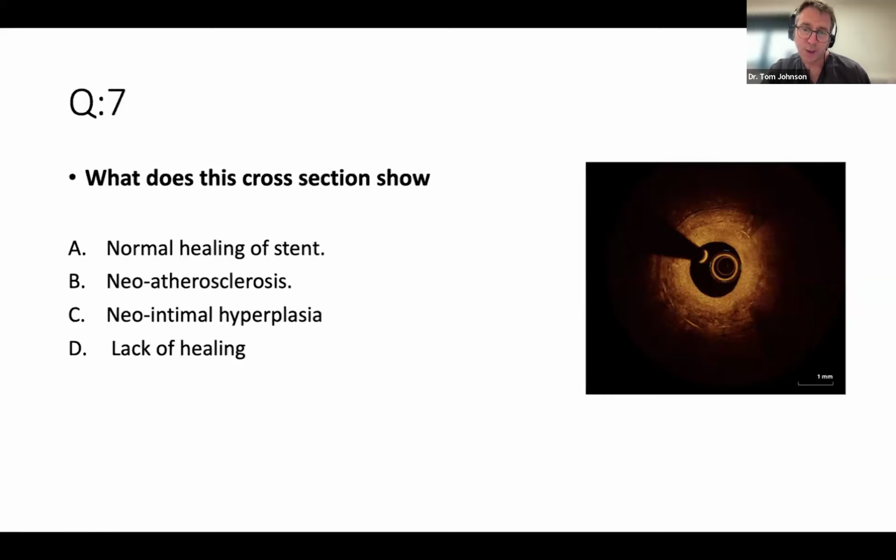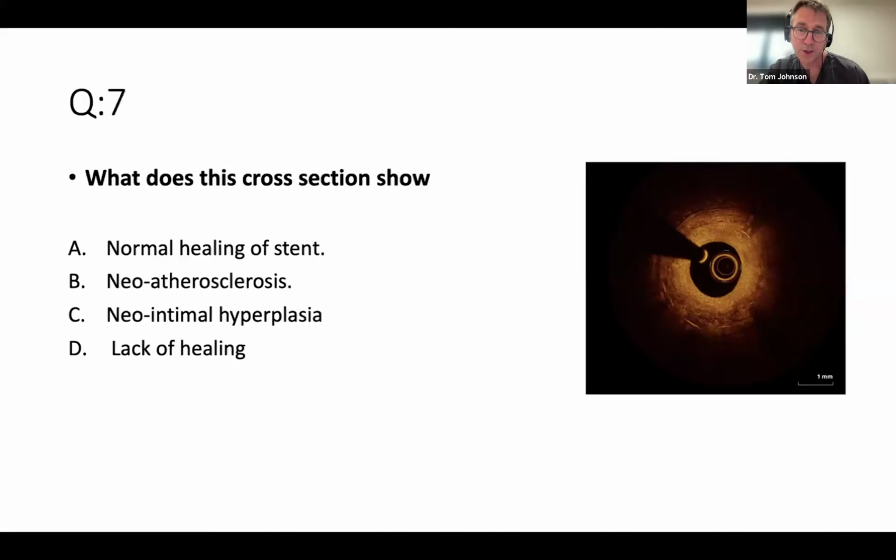So sometimes around the struts, certainly of the earlier generation drug-eluting stents, you would see a kind of fibrin response. That tended to be a darker dropout that you would see pooling around the stent struts, which seemed to be a kind of inflammatory response to the stenting. What I would interpret here is that this may well be some attenuation with lipid.